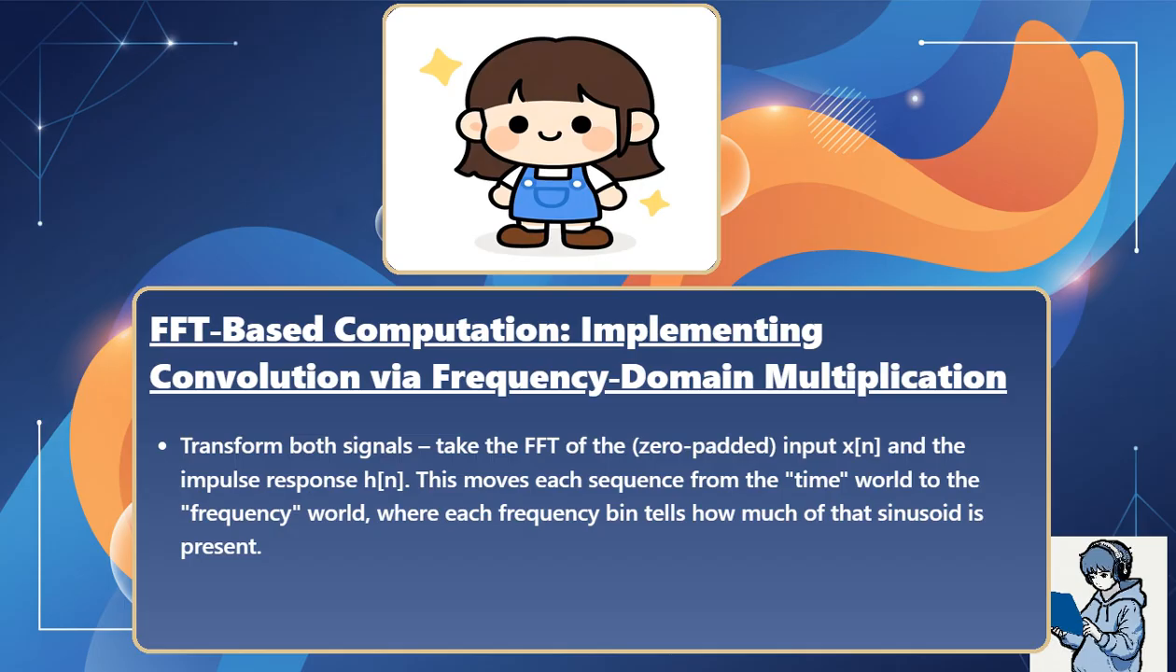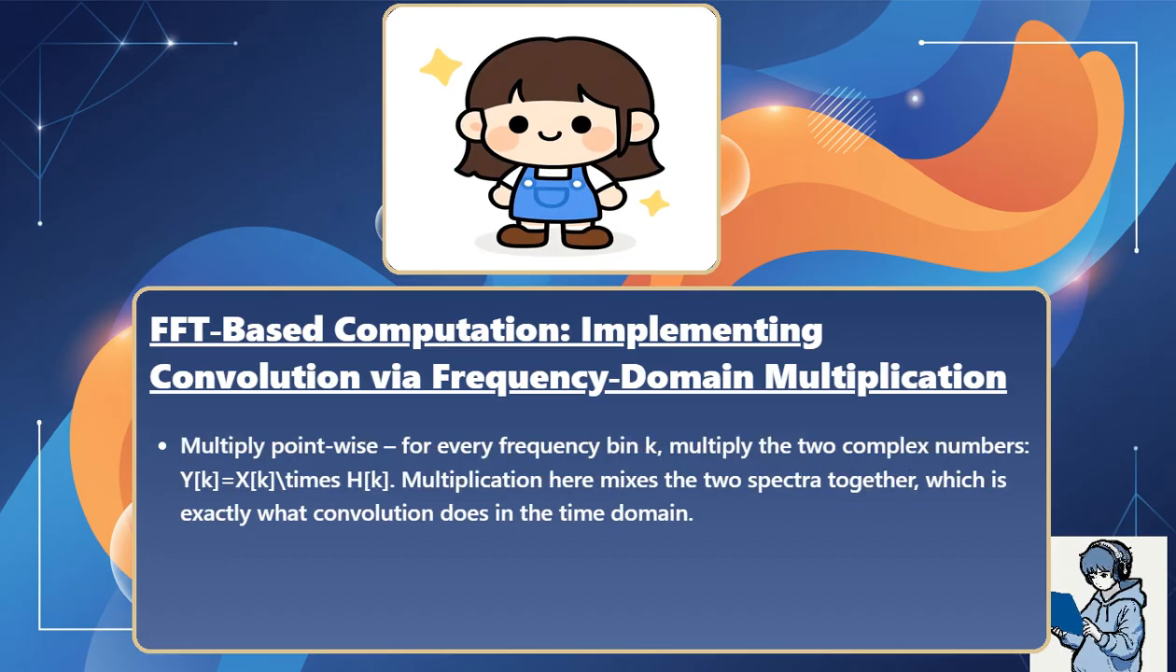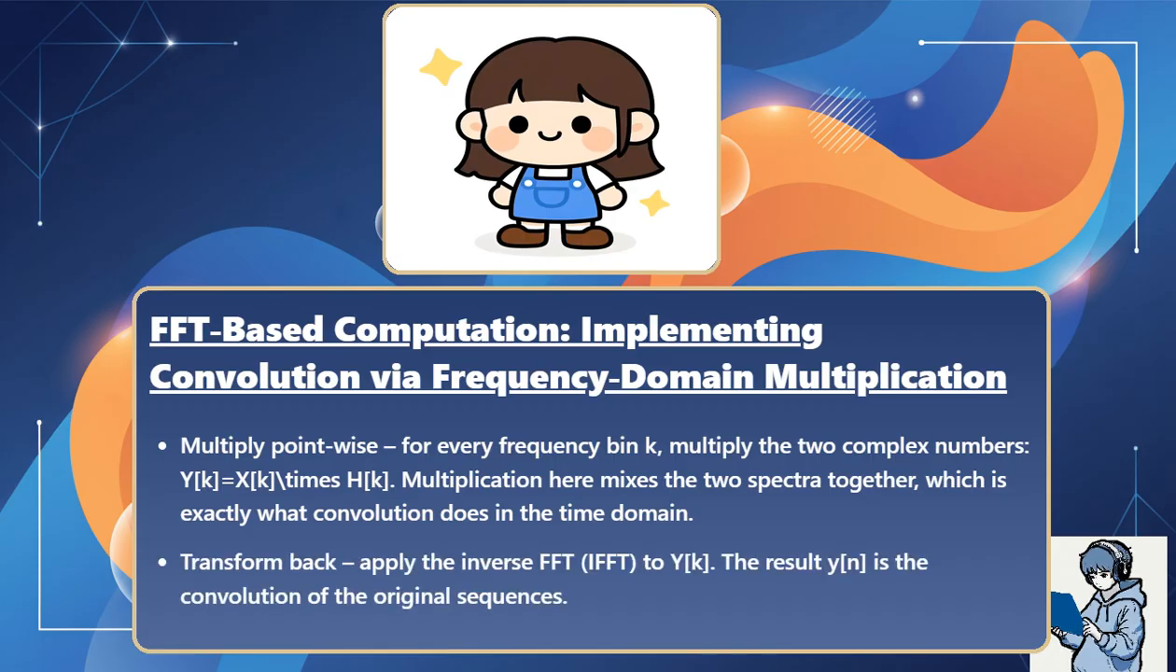This moves each sequence from the time world to the frequency world, where each frequency bin tells how much of that sinusoid is present. Multiply pointwise. For every frequency bin k, multiply the two complex numbers. Y of k equals x of k times h of k. Multiplication here mixes the two spectra together, which is exactly what convolution does in the time domain. Transform back. Apply the inverse FFT, IFFT, to y of k. The result y of n is the convolution of the original sequences.